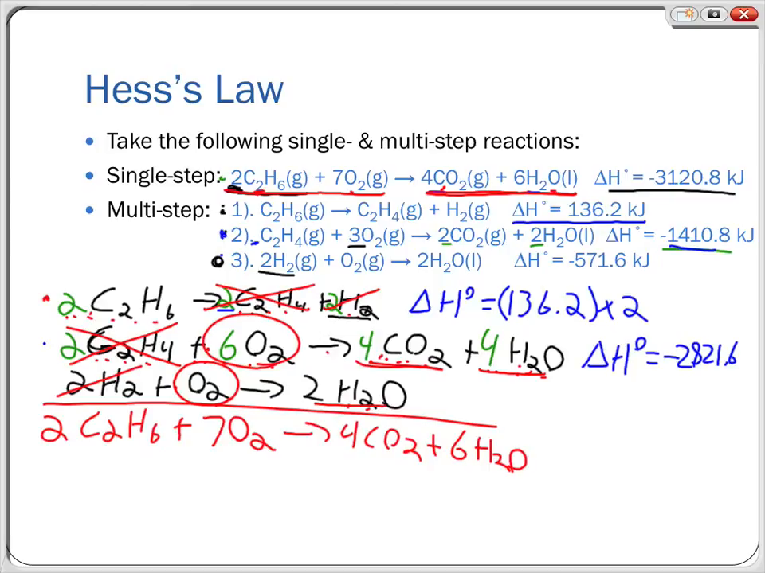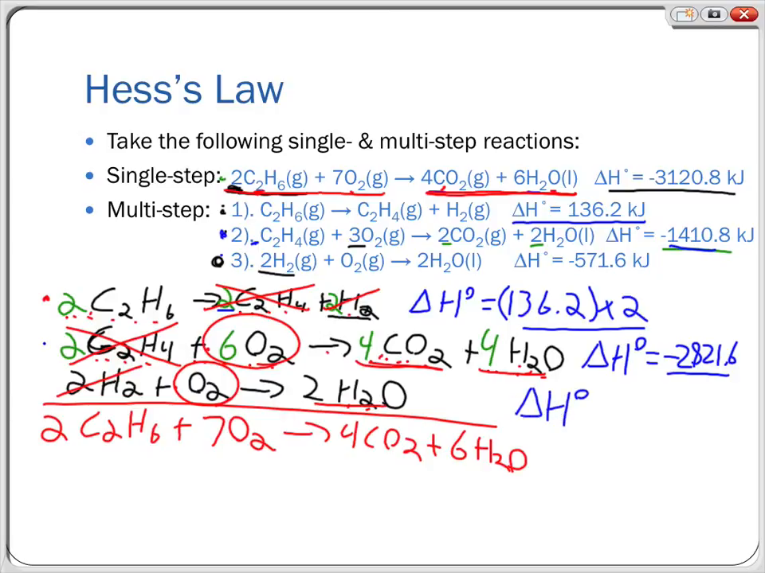So we've managed to write out these 3 reactions to equal out to that original one-step reaction. But let's look back at that enthalpy change. So at the very end, we already said that first one ends up being 136.2 times 2. The second one, we already multiplied it by 2, so we got the negative 2821. Now the third one we didn't write down, but let's write that down here.